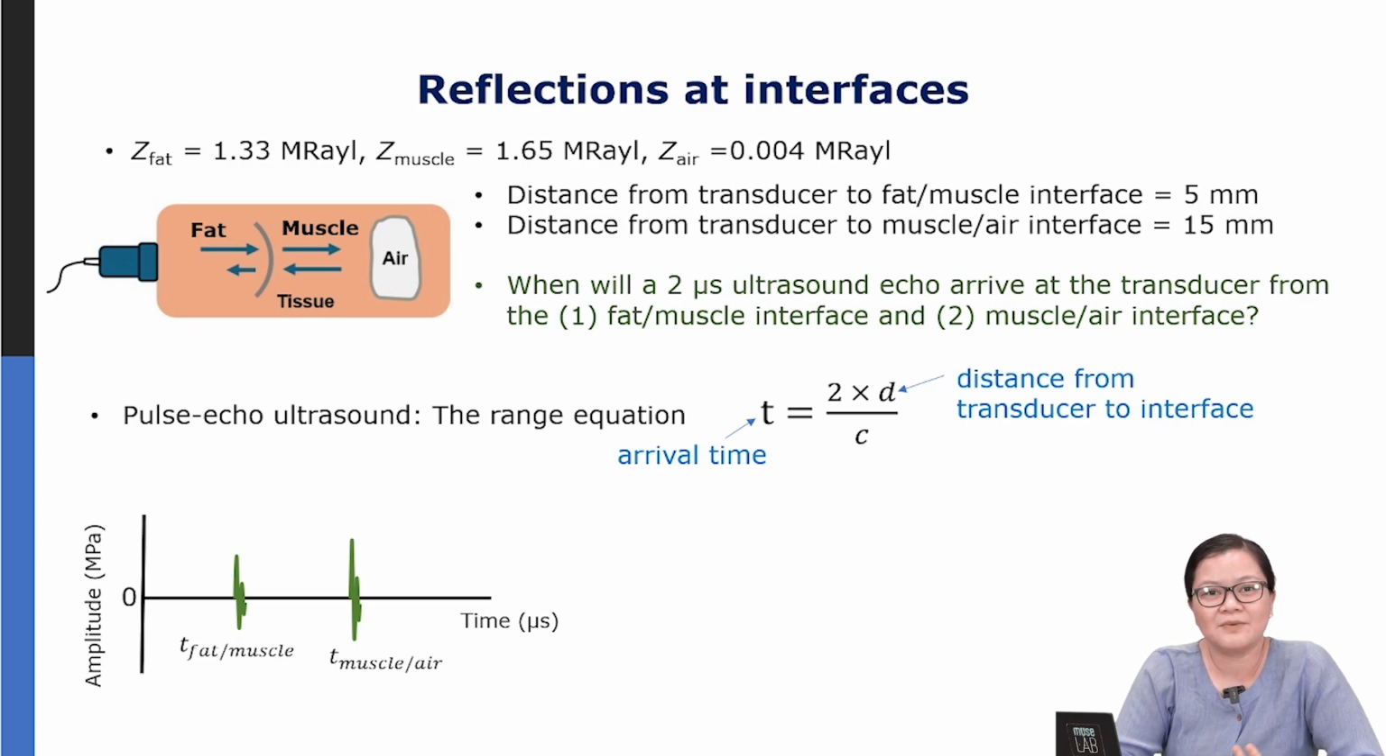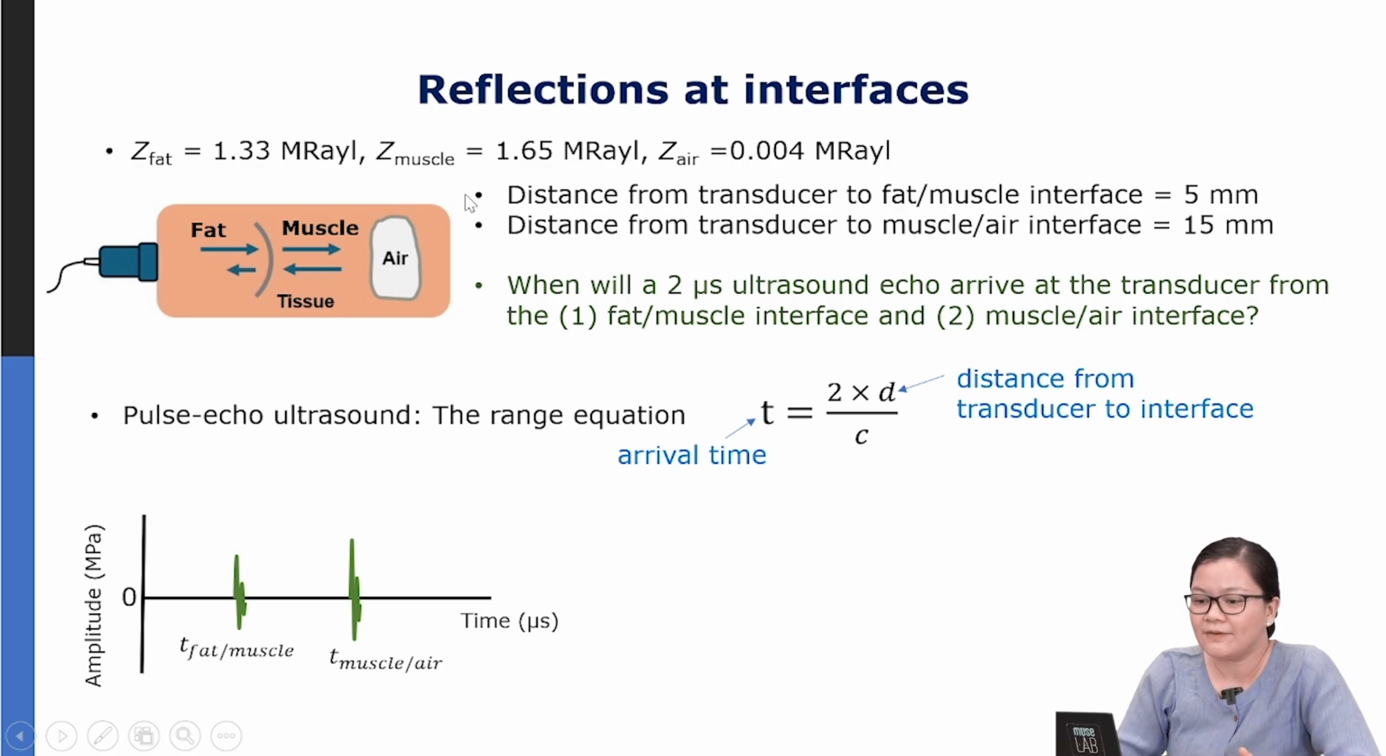We've also talked about reflections at interfaces, and we had an example of calculating the reflection coefficients and the transmission coefficients of interfaces in this scenario. You would recall that we have a transducer sending an ultrasound signal through fat, and then muscle, and then air. Some of the signal propagates through these interfaces, and because of differences in the acoustic impedances between these tissues, some of it will get reflected back.